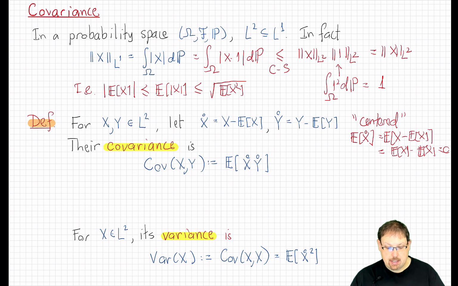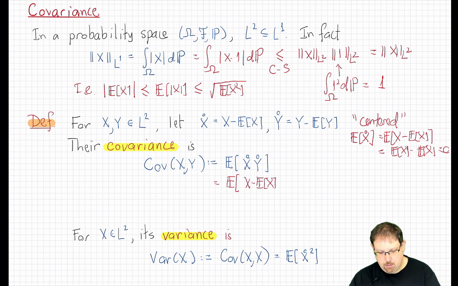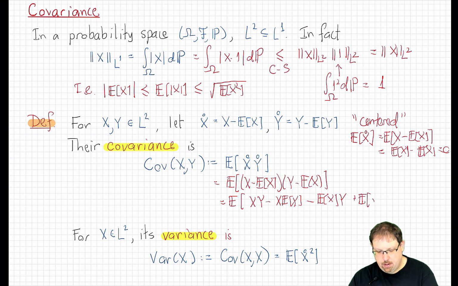Now let me write this out a couple of ways. By definition, this just means the expected value of x minus its expected value times y minus its expected value. But we can FOIL out the inside, and that will give us xy minus x times the expected value of y minus expected value of x times y plus the expected value of x times the expected value of y.